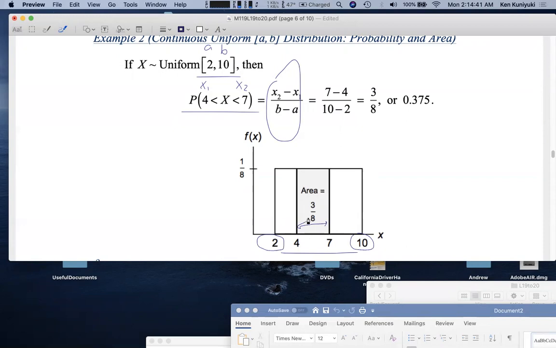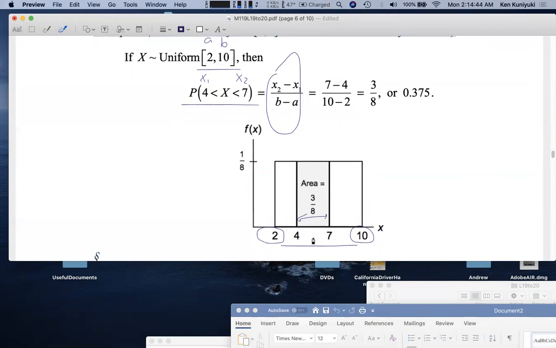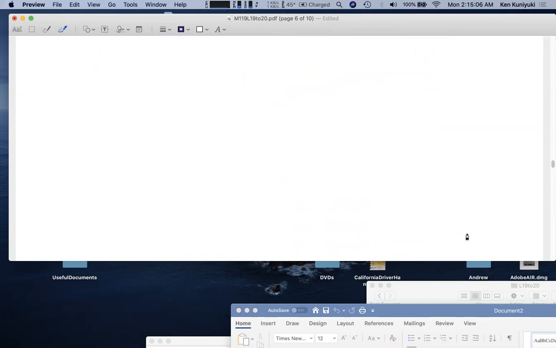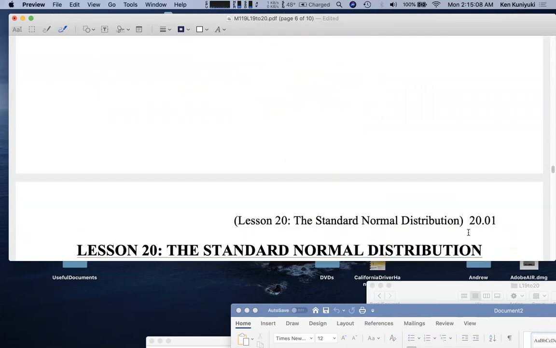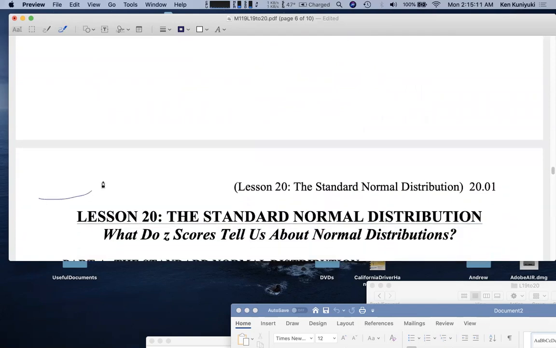But because we have a flat top, we can just look at the numbers down here. 4 to 7, that's a width of 3 units. 2 to 10, that's a width of 8 units. 3 out of 8, that's the proportion. So the probability that x, which is from this distribution, is between 4 and 7 is 3 out of 8. All right, so that takes care of continuous uniform distributions. Next time, we're going to go back to our favorite shapes, these bell curves.